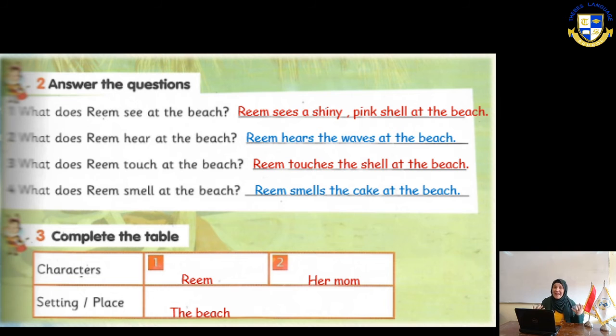Setting, or the place of the story. And we said before that the place of the story is where the story happens. Where does the story happen? It happens at the beach.